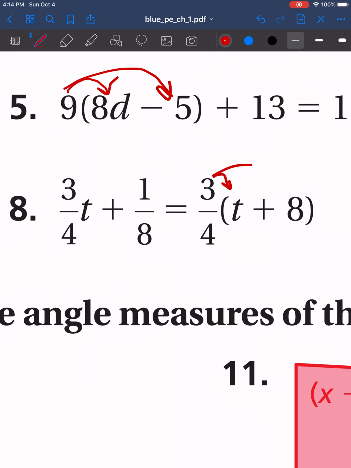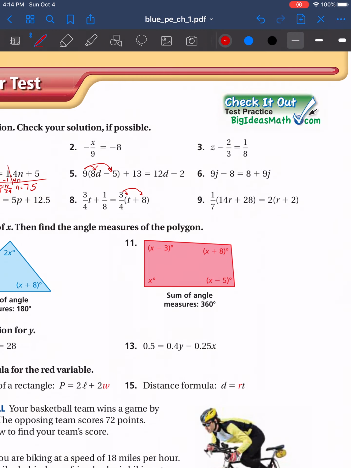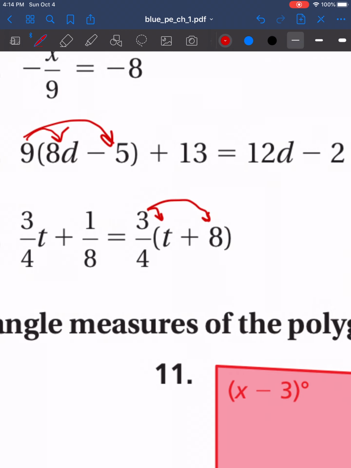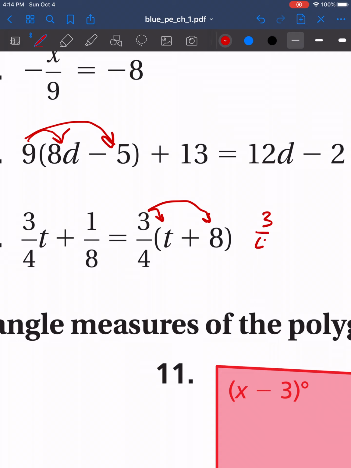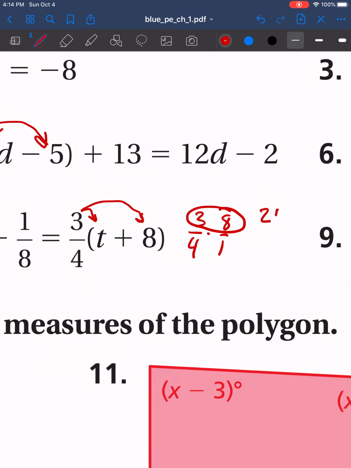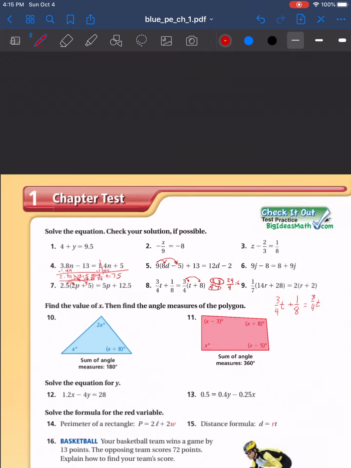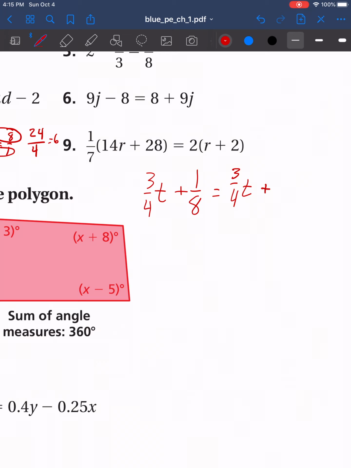We'll start off by distributing. I'm going to do my work over here. So I've got 3/4 T plus 1/8 equals, okay, so 3/4 times T is 3/4 T. And then 3/4 times 8. Remember, don't panic. This is the same thing as 3/4 times 8 over 1. 8 times 3 is 24. 4 times 1 is 4. 24 divided by 4 is 6. So 3/4 times 8 is 6. I'm going to go over here and put plus 6.